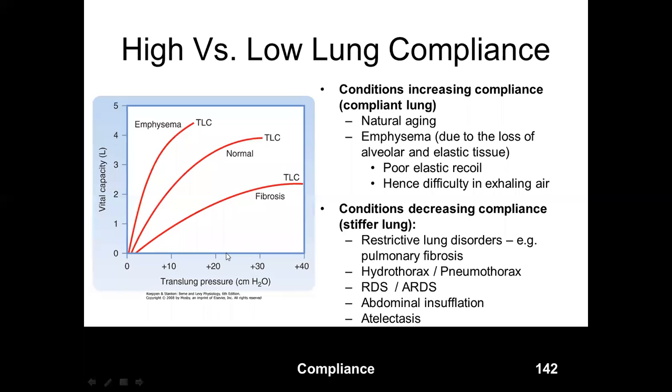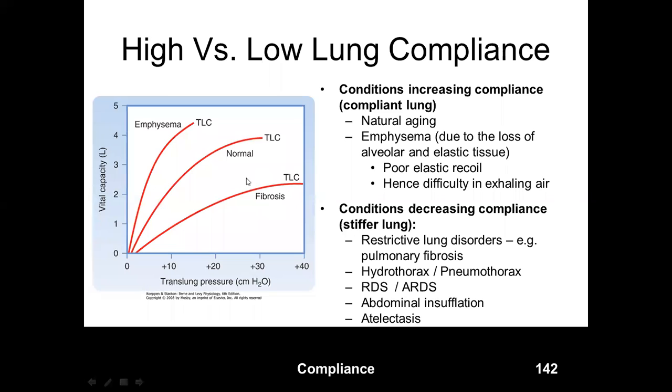High lung compliance versus low lung compliance. Compliance is the gradient of the volume pressure curve. So the greater the gradient, the greater the lung compliance. If this is normal compliance, then this has a lower gradient, so a lower compliance. This has a higher slope, or a higher compliance.